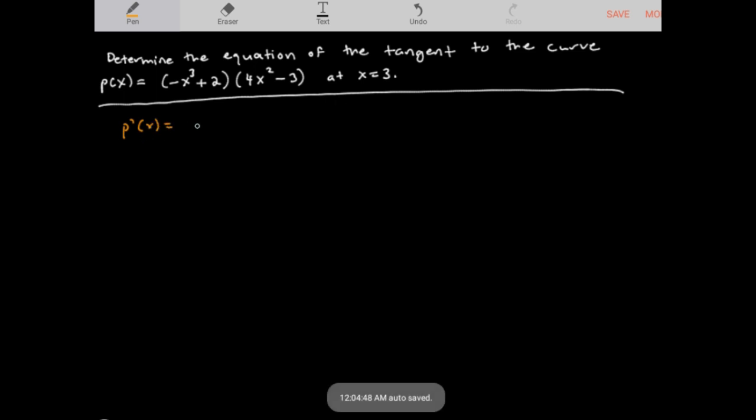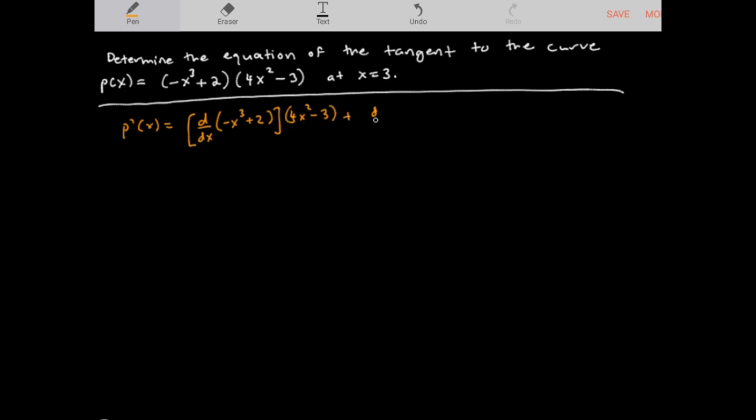So P prime of x is equal to, I'm going to do the derivative of the factor at the left, negative x cubed plus 2, times 4x squared minus 3, plus the derivative of, and I can change the order because multiplication is commutative, so you can reverse the order and still get the same value, 4x squared minus 3 times negative x cubed plus 2, okay?